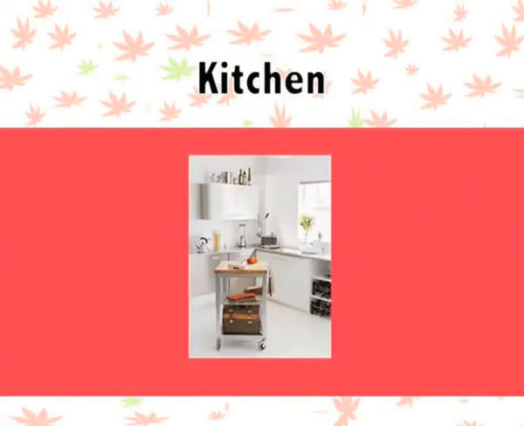Now let's see the kitchen. Identifying the furnishings in the kitchen will help us to describe the kitchen. So let's identify the objects in the kitchen. Cabinet, wash basin, stove, refrigerator, dishwasher, microwave oven, knife, saucepan, frying pan, kettle, sieve, dustbin.